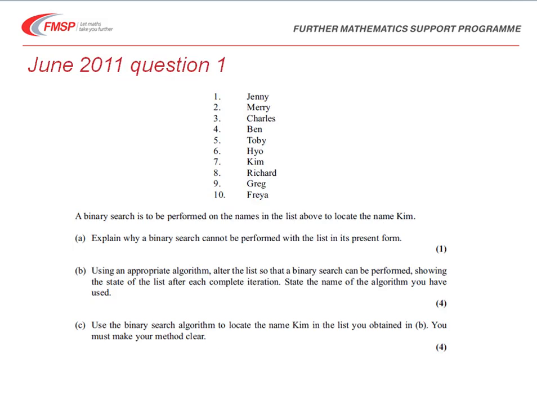The second question I'd like to look at is one looking at binary search. So here we have a list of names, as you see, Jenny, Mary, etc. down this list of 10 names. And the first part of the question says explain why a binary search cannot be performed with this list. We're then asked to use an appropriate algorithm to alter the list so that we can perform a binary search. And lastly, we're going to then use a binary search to locate Kim's name in the list, should it exist.